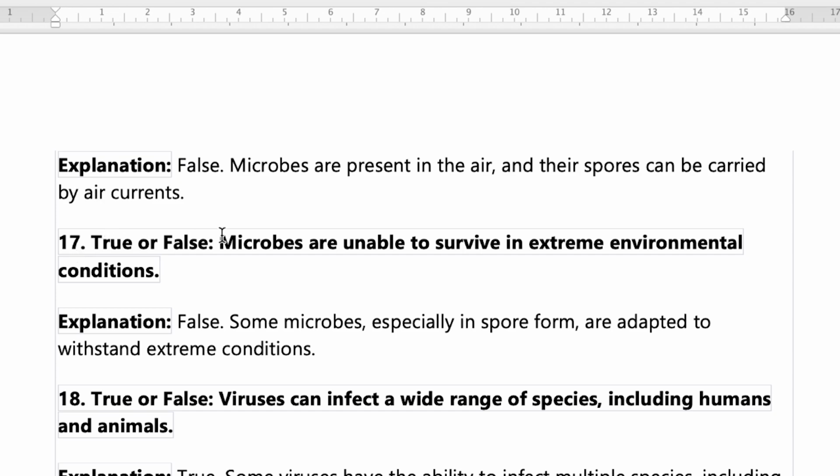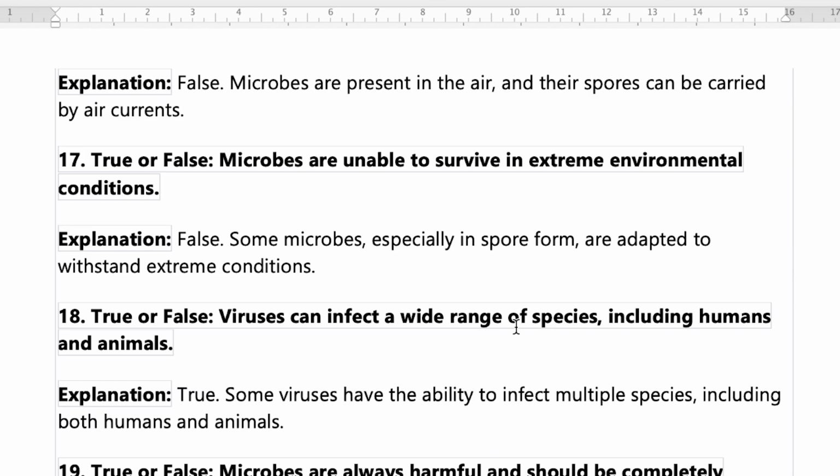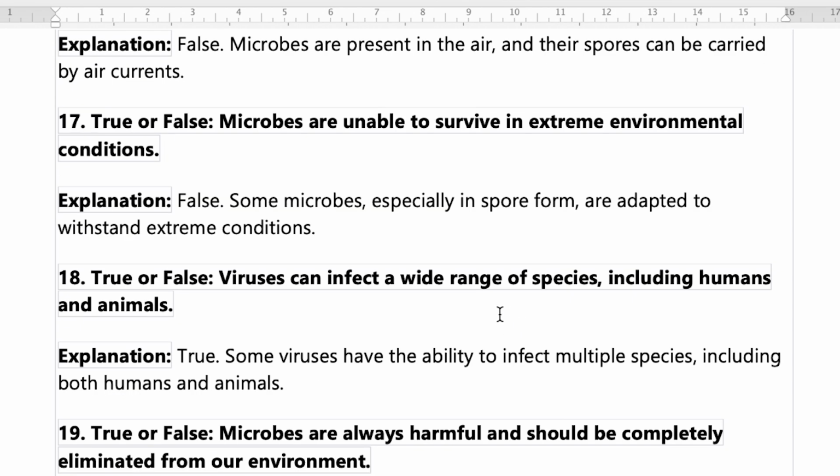Number seventeen, microbes are unable to survive in extreme environmental conditions. It's false. Some of them have spores, and as we know, spores are like a shield, and they are adapted to some extreme conditions. I remember there was something on the BBC about microbes that survived inside a volcano, they still survived during a volcanic eruption.